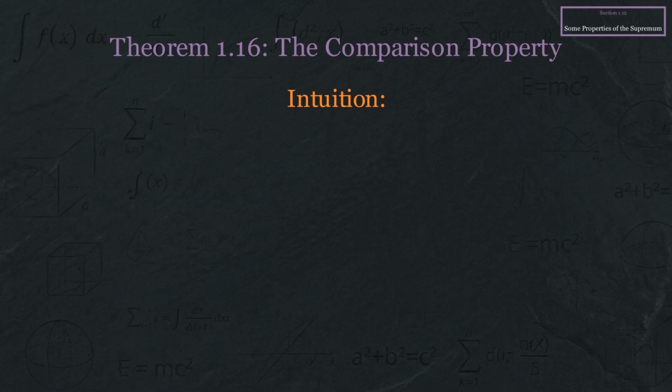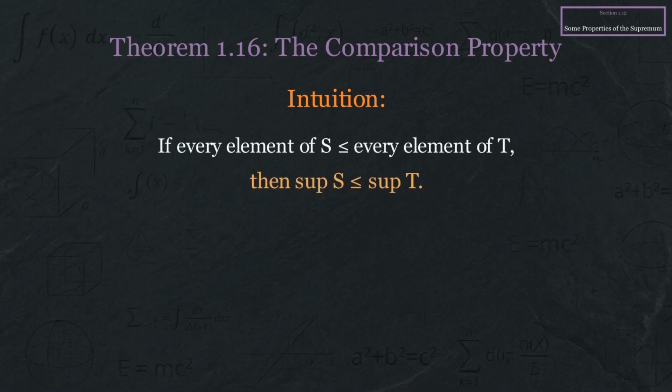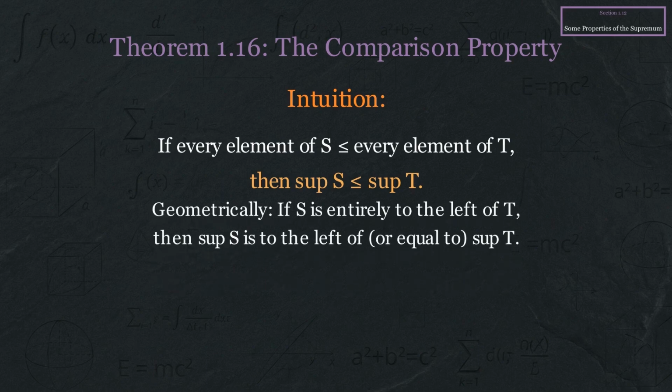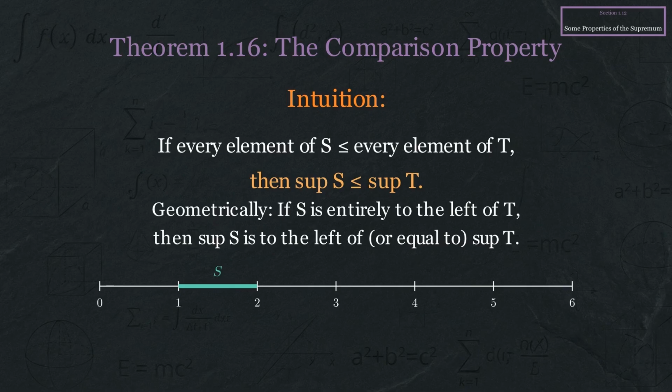Intuition. This makes intuitive sense, right? If every element of S is less than or equal to every element of T, then the least upper bound of S should be less than or equal to the least upper bound of T. Think of it geometrically. Imagine S and T as intervals on a number line. If S is entirely to the left of T, then the supremum of S should be to the left of, or at most equal to, the supremum of T. The proof is left as an exercise for the reader in Apostol, but it follows naturally from the definitions.